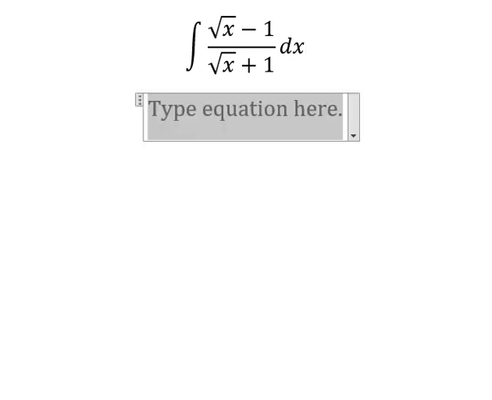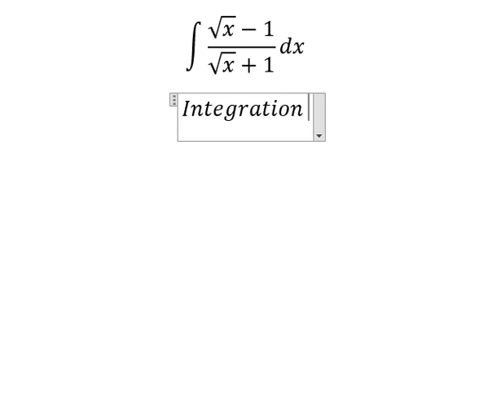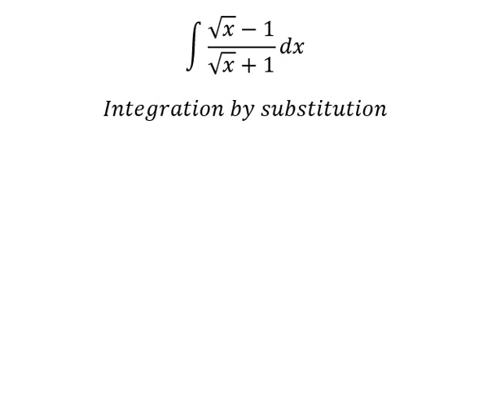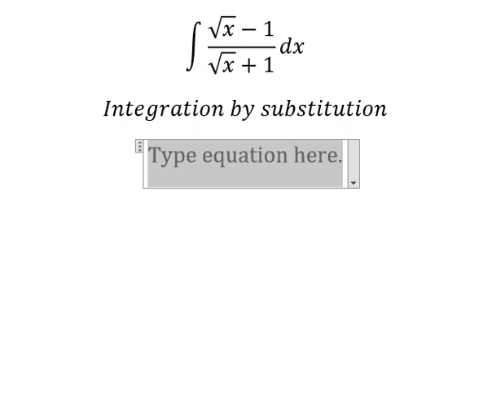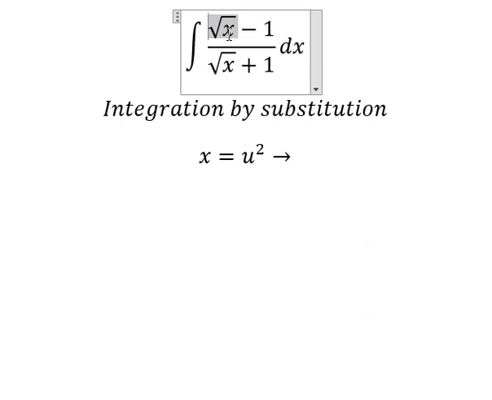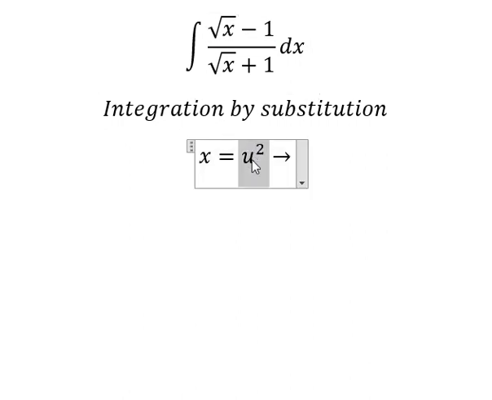We need to use integration by substitution. So I will put x equals u squared in here, because I want to cancel the square root. That's why I need to use this one.